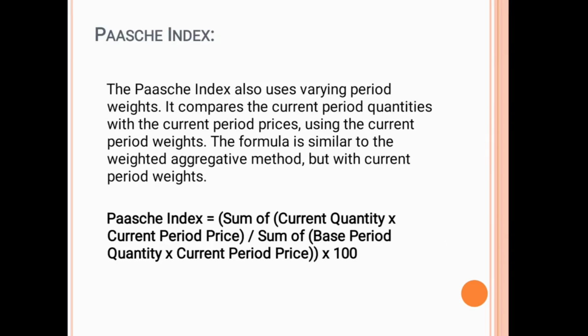Then in the Paasche index, the Paasche index also uses varying period weights. It compares the current period quantity. Paasche has taken the current period's quantity. So we deal with Q0 in Laspeyres' index and with Q1 in Paasche index. The formula is similar to the weighted aggregative method, but with current period weights. Paasche index is equal to sum of current period price into current quantity, divided by sum of base period price into current quantity, into 100.